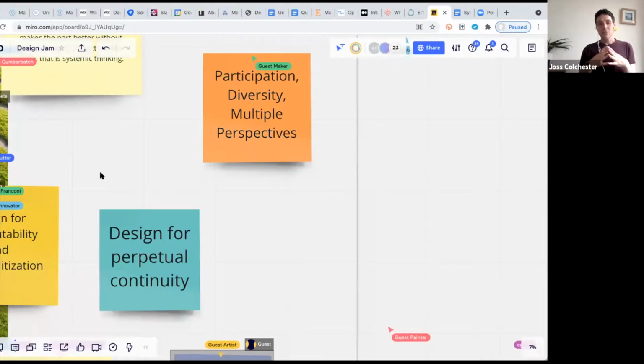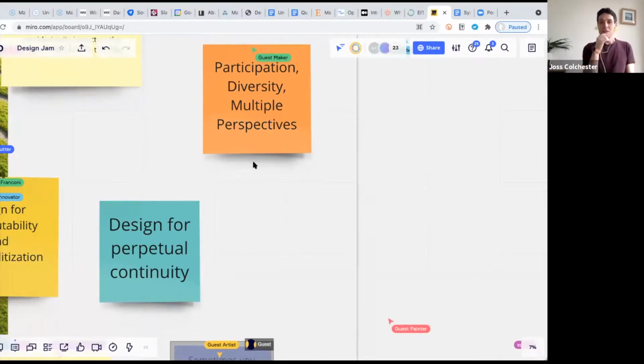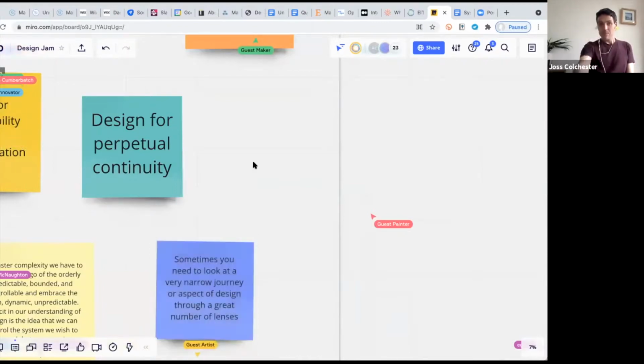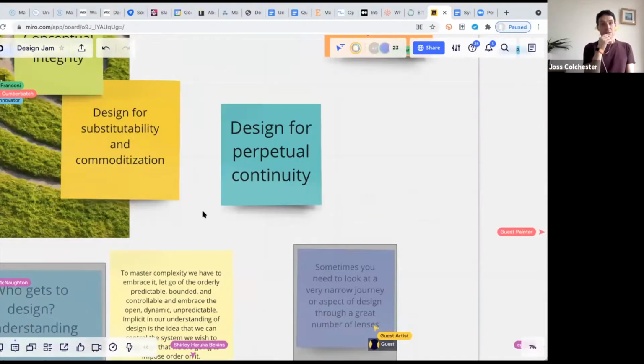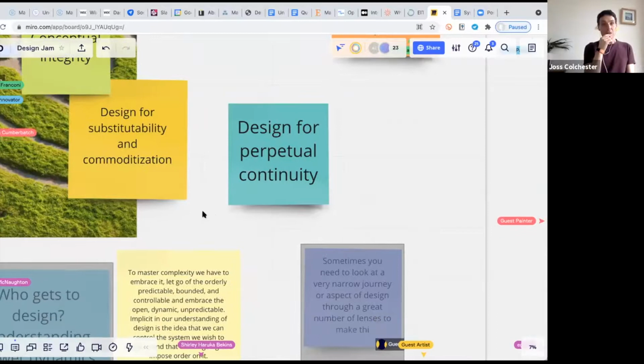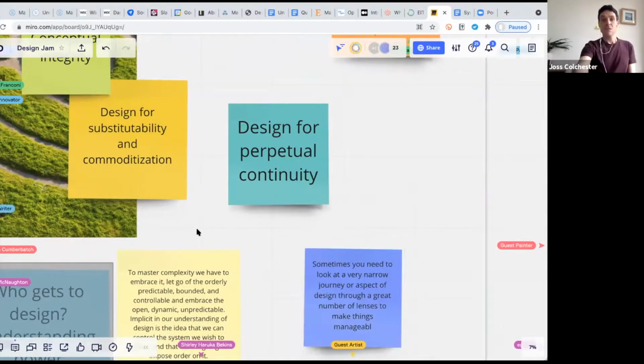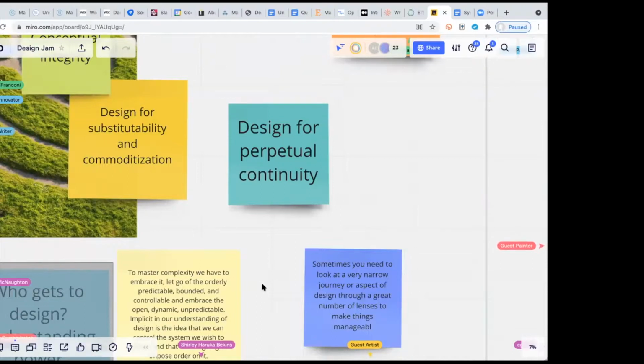So design for perpetual continuity. Who is this? It's kind of the regenerative thing we're talking about here? Nope. Okay. Design for substitutability and commoditization. Anybody want to say? Yeah, that's me, yes, again, Dinkar.